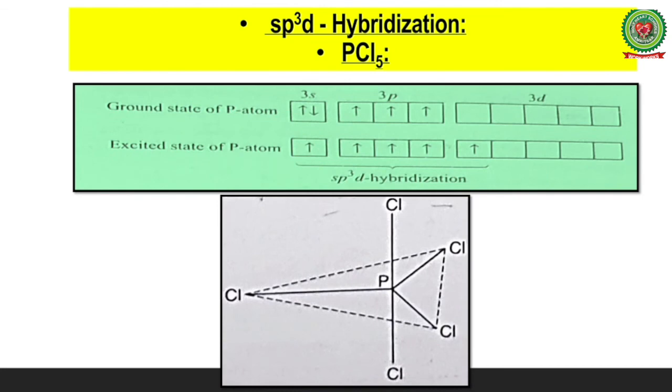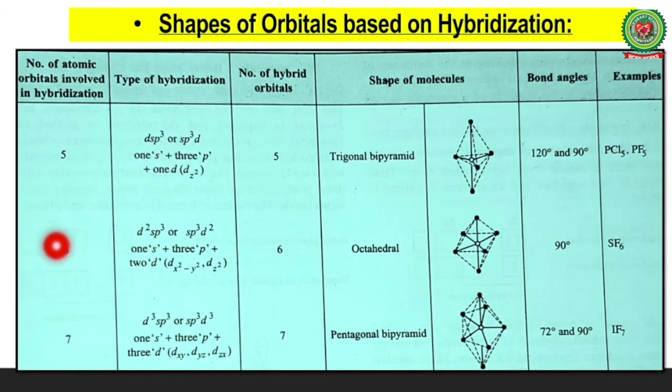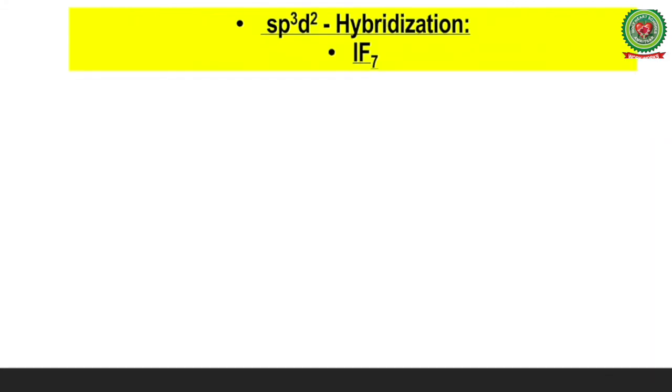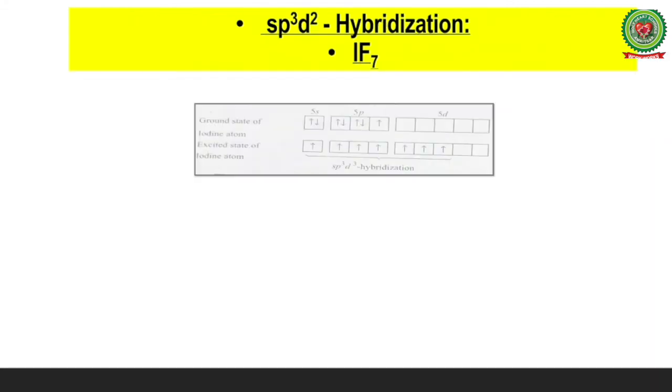Now if 6 atomic orbitals are present, then the hybridization can be either d2sp3 or sp3d2. Since 6 hybrid orbitals are present, the geometry is octahedral, and the example is SF6 with each angle of 90°. If there are 7 orbitals taking part in the hybridization, that is d3sp3 or sp3d3, then the geometry will be pentagonal bipyramidal, and the example we can take is IF7.